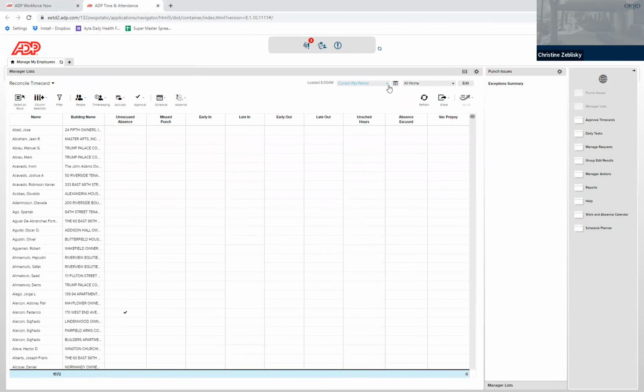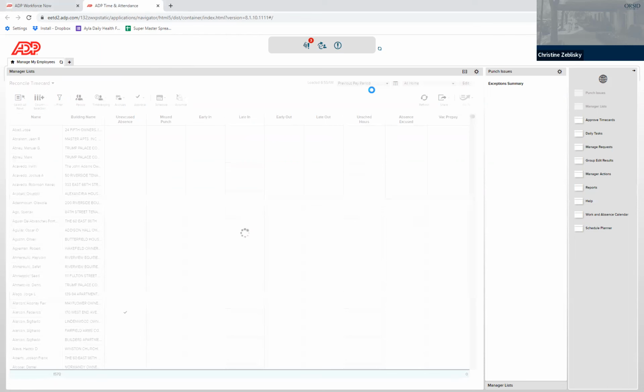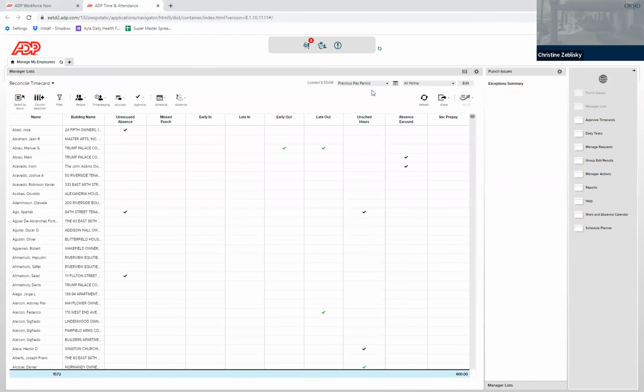on Tuesday. And if you go to previous pay period on the day that you're going to be approving payroll, anything that has a black check mark and unexcused absence is still not good. Green check marks is still good.